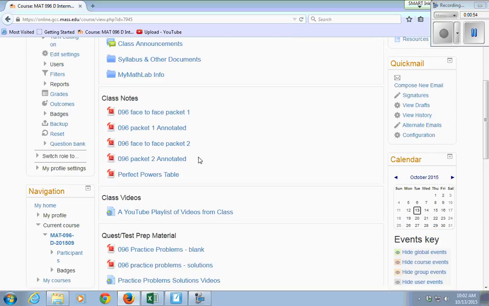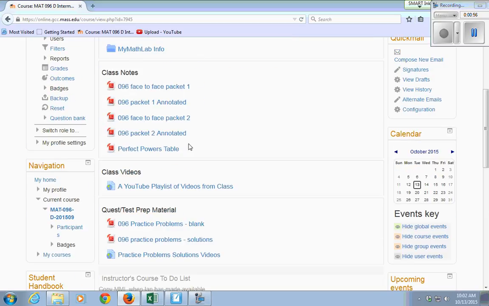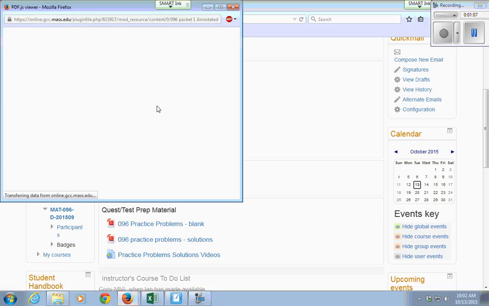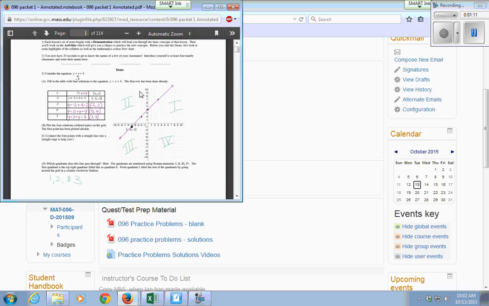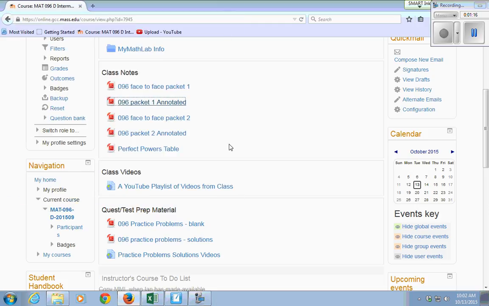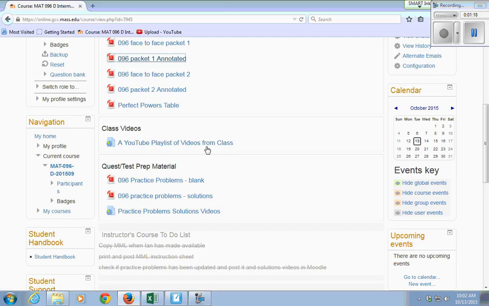Okay, so packet 1 is everything that the test is on. It's on everything from packet 1. So you have a blank packet 1, and then this is an annotated version, which is everything that I wrote on the board. Okay, so you can see that this is sort of like the filled in notes. So if you're missing any days of notes, you can go here as you're studying. If you missed any classes, there's videos from each class.